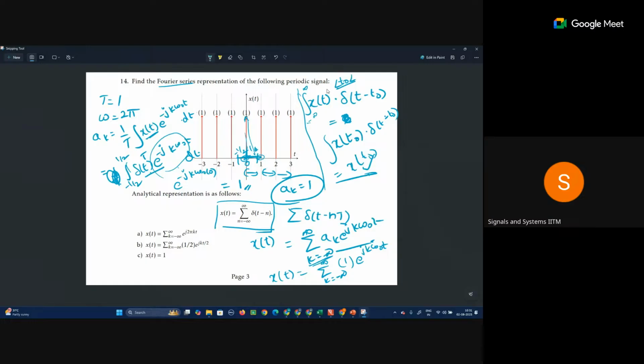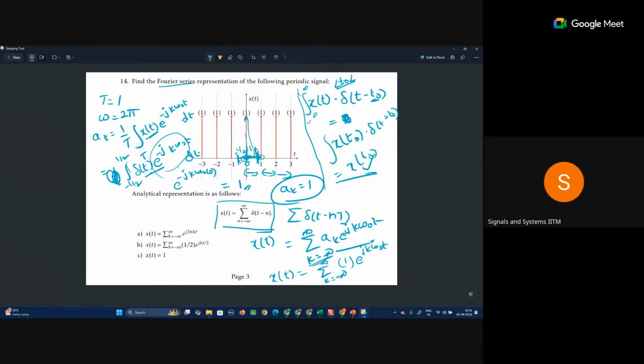T naught needs to be in between that region, whatever we are considering. So we are considering from minus half to half now, and 0 is in between that integral. Understood. So here we are considering from minus half to half, and t naught is 0 in this case. Then only it will satisfy. Otherwise, it will be 0.